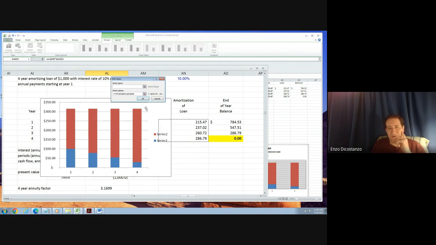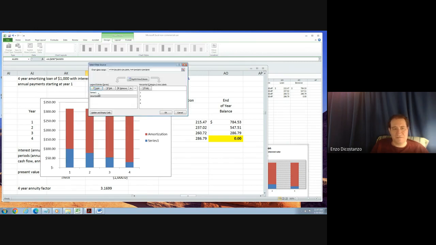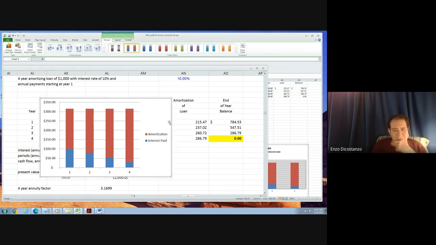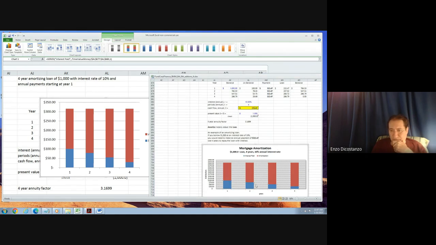Yeah, there you go. You have to do one in the next and name these. This was amortization. And this was interest paid. Yeah. Okay. See how we did that?